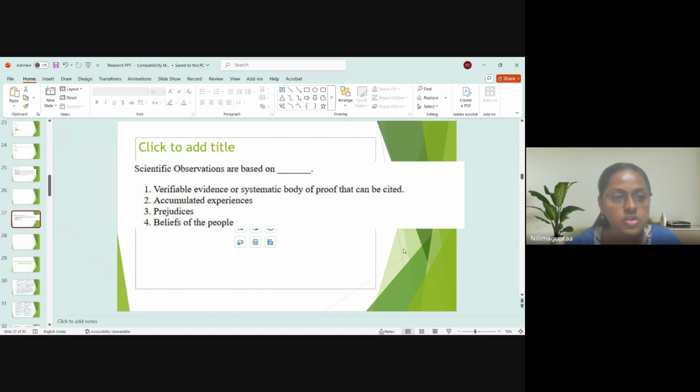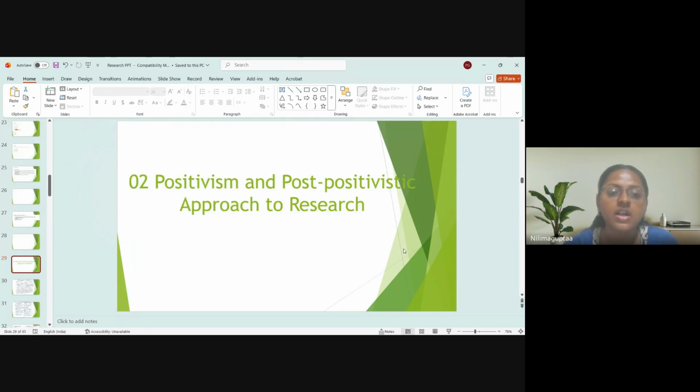So, these two questions are from 2025 itself, but from two different shifts. See, the same question in the same year, they can ask in different patterns. Now, the next topic today that we have is positivism and post-positivism approach to the research.